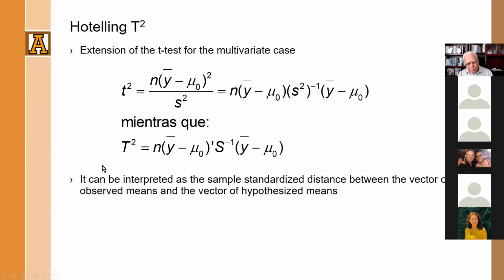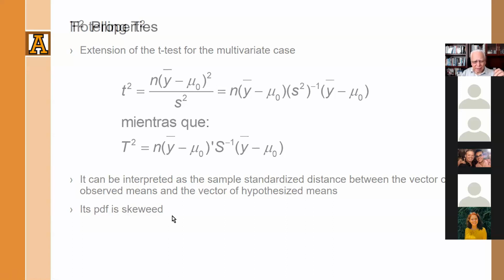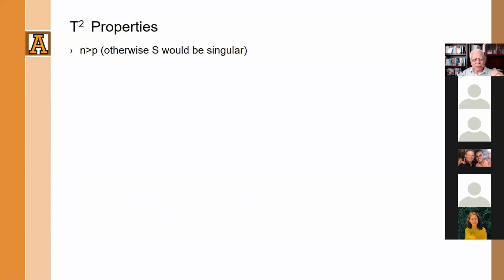Just like in the univariate case, we can interpret the t-square statistic as the standardized distance between the vector of observed means. We're standardizing the distance by multiplying by the inverse of the variance-covariance matrix. The PDF of t-square, unlike the PDF of the t-distribution, is a skewed PDF, and it has some properties.